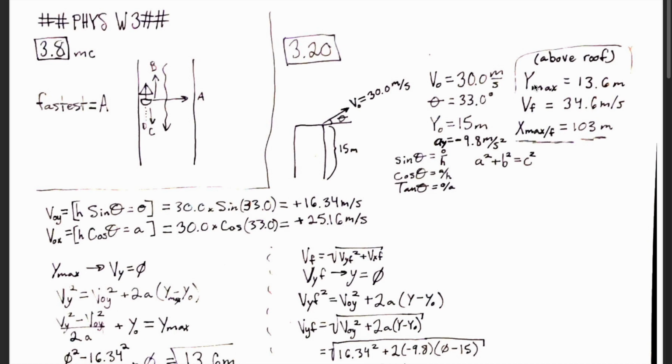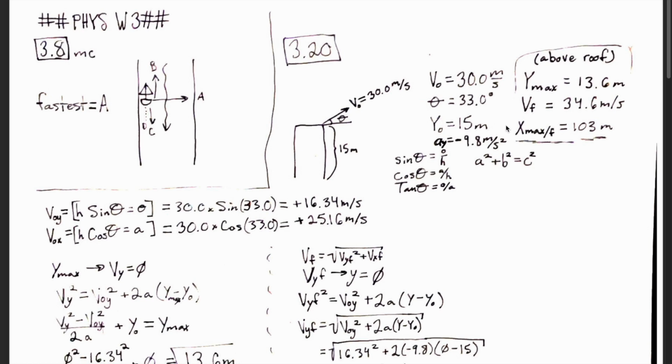B, the magnitude of the velocity of the rock just before it strikes the ground, so velocity final. And C, the horizontal distance from the base of the building to the point where the rock strikes the ground. So what is the maximum x distance when it goes up and over and lands somewhere over here? We have all of the information here. I drew the figure already.